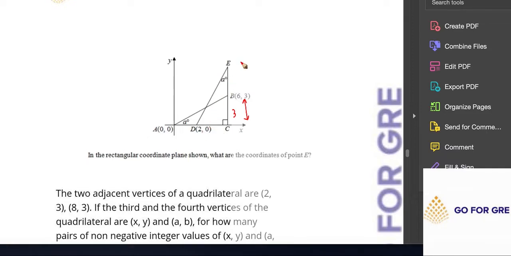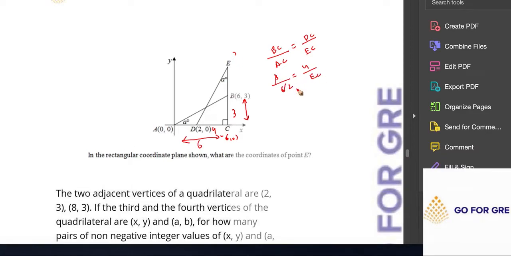We have to find the coordinate of point E, and this is 60. So this is 2, this one is 4, and this whole is 6. So I can write BC over AC is equal to DC over EC. So what is BC? It is 3, AC is equal to 6, and DC is equal to 4 over EC.